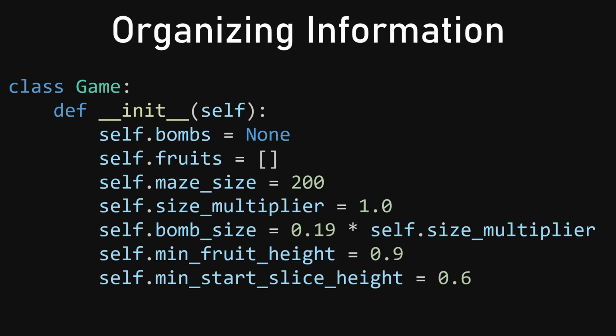To keep track of the game information, a class called Game is created. In this class, I can keep track of common global values. The self.bombs and self.fruits are representations of the current bombs and fruits on the screen.